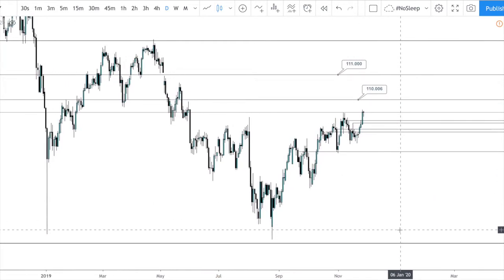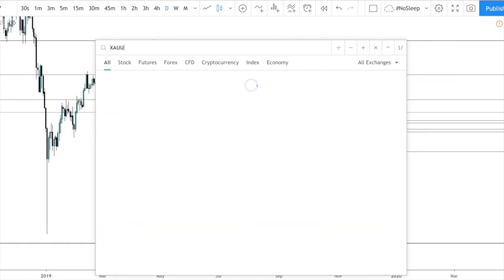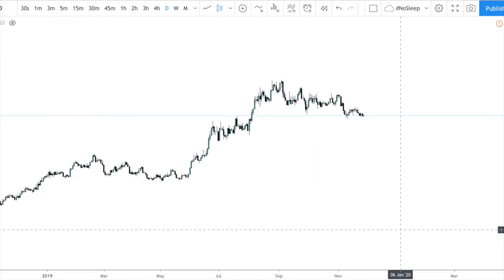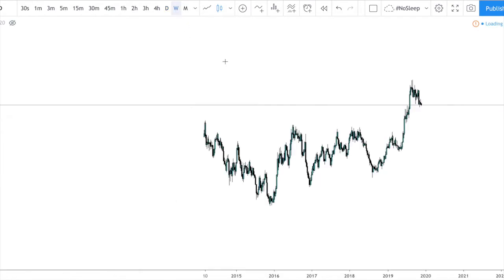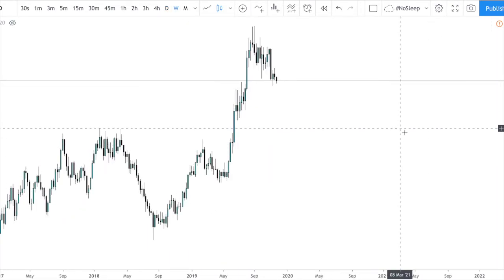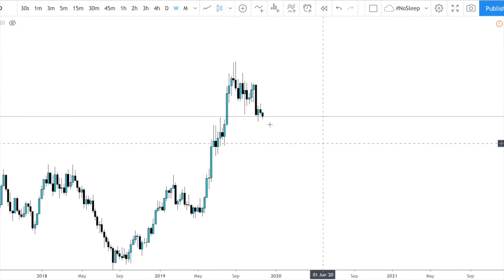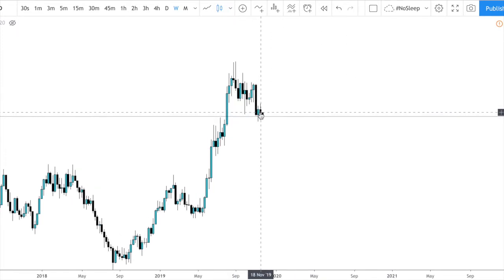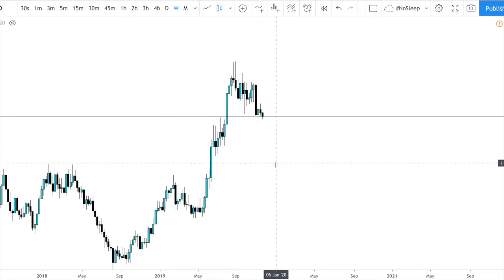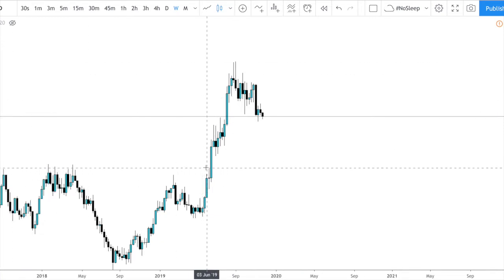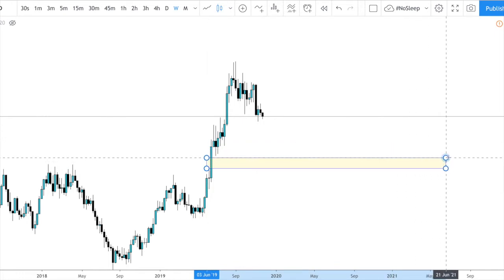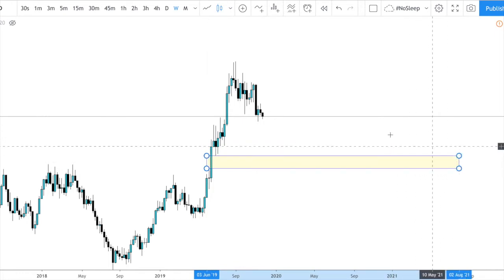Okay, cool. And then the last one we have is gold. This one's been a bit hard to trade recently, but it's gold. I mean, what do you expect? So I will be expecting gold to come down into this region over here. I will be waiting for gold to come into this region.